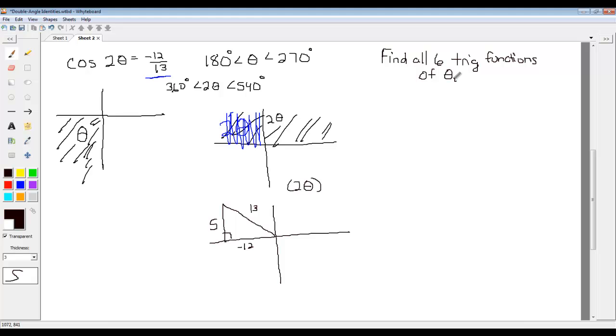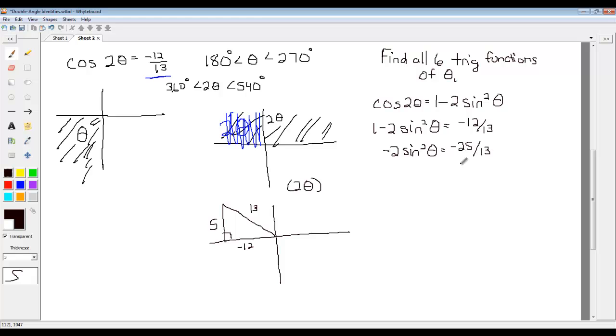Alright, now we know that cosine 2 theta is the same thing as 1 minus 2 sine squared theta. So let's use that to try to solve for sine. So 1 minus 2 sine squared theta has to equal negative 12/13. So negative 2 sine squared theta must equal negative 25/13. So sine squared theta must equal 25/26.